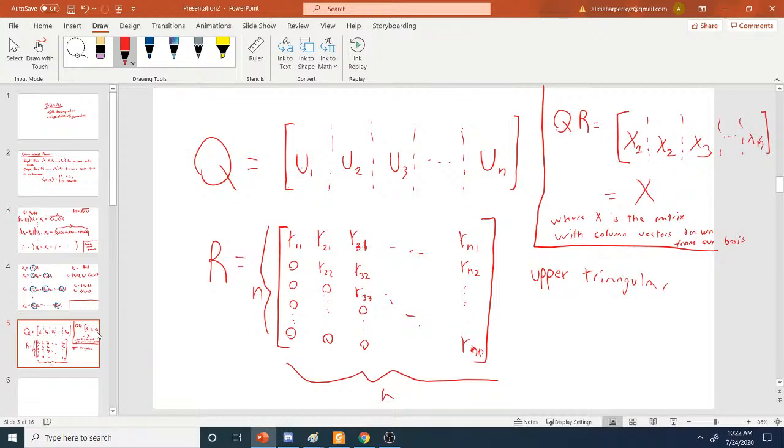So this is the QR decomposition of the basis X. I want to say one other thing about it. So not only is R upper triangular, R is also invertible, or I should say non-singular.